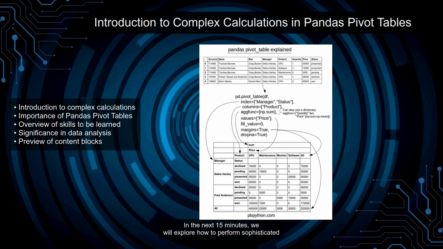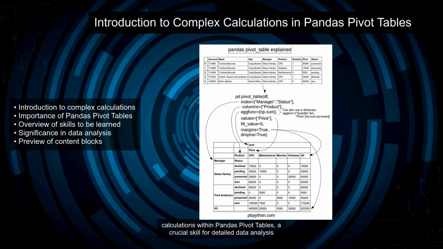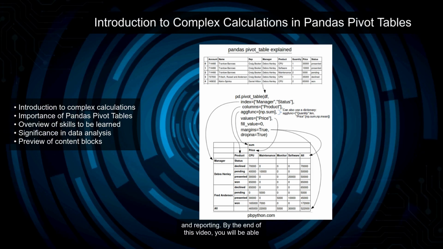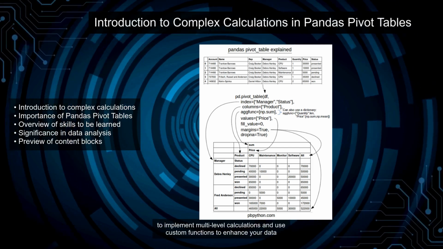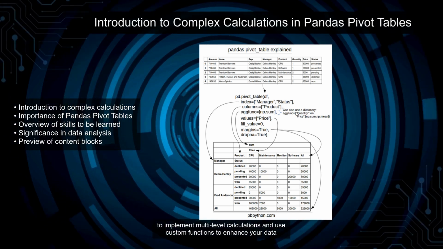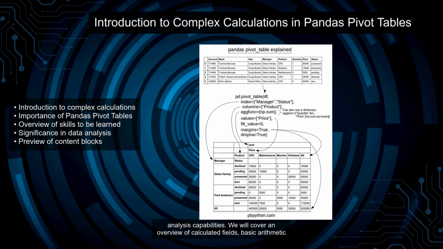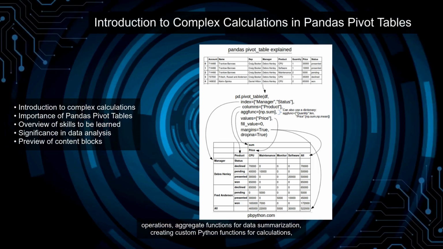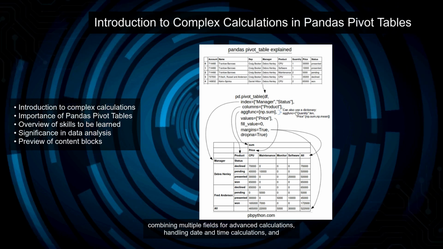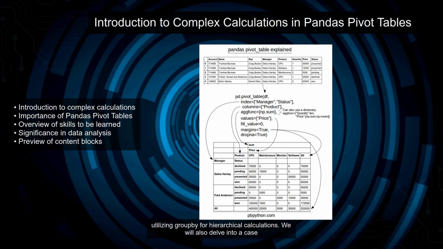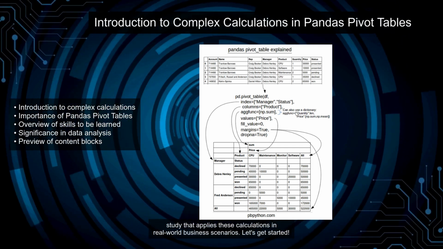In the next 15 minutes, we will explore how to perform sophisticated calculations within Pandas Pivot Tables, a crucial skill for detailed data analysis and reporting. By the end of this video, you will be able to implement multi-level calculations and use custom functions to enhance your data analysis capabilities. We will cover an overview of calculated fields, basic arithmetic operations, aggregate functions for data summarization, creating custom Python functions for calculations, combining multiple fields for advanced calculations, handling date and time calculations, and utilizing GroupBy for hierarchical calculations. We will also delve into a case study that applies these calculations in real-world business scenarios.